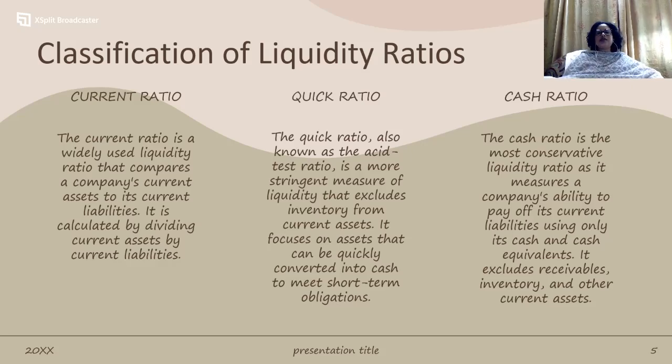Quick ratio, also known as the acid test ratio, is a more stringent measure of liquidity that excludes the inventory from current assets. It focuses on assets that can be quickly converted into cash to meet short-term obligations. And your cash ratio, the most conservative liquidity ratio, is a measurement of a company's ability to pay off its current liabilities using only its cash and cash equivalent. It excludes receivables, inventory and other current assets.